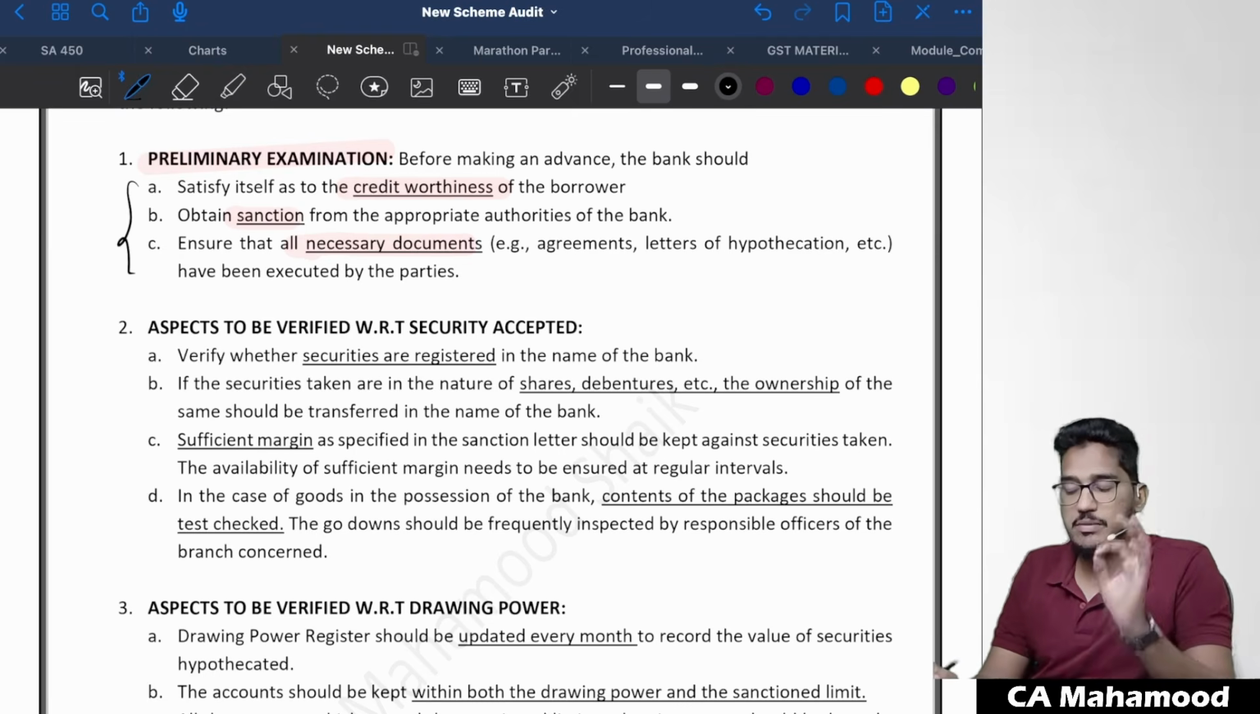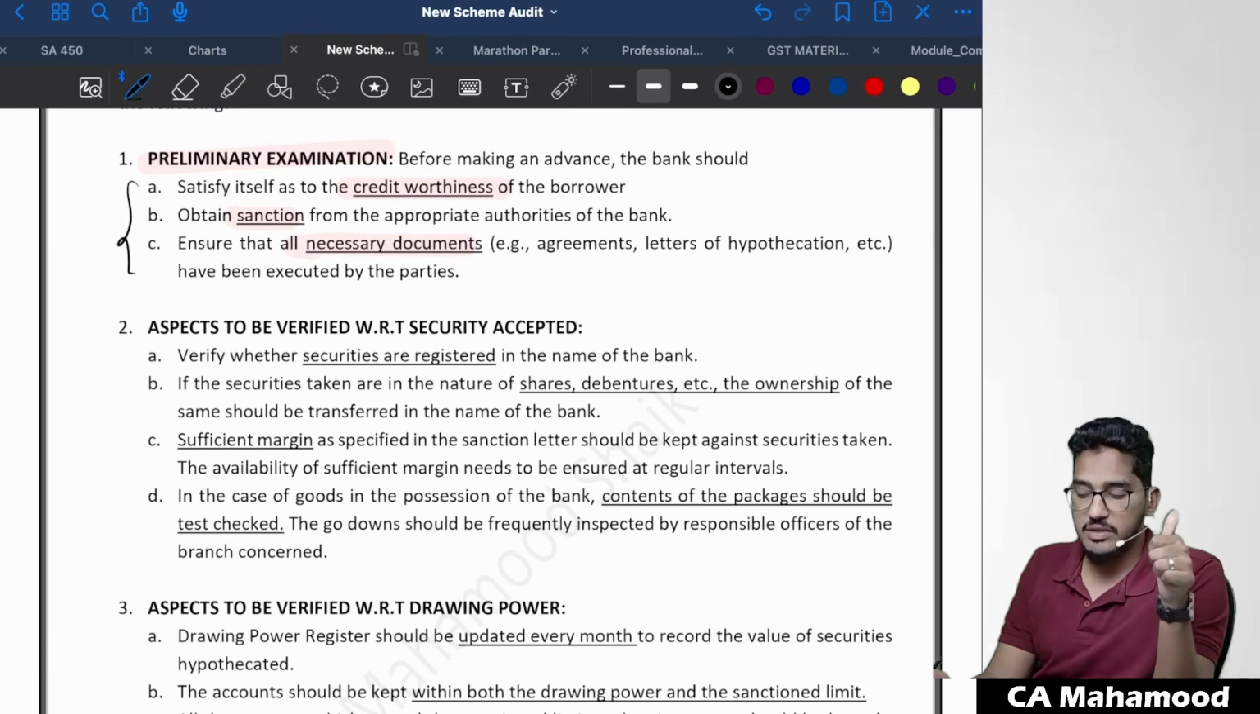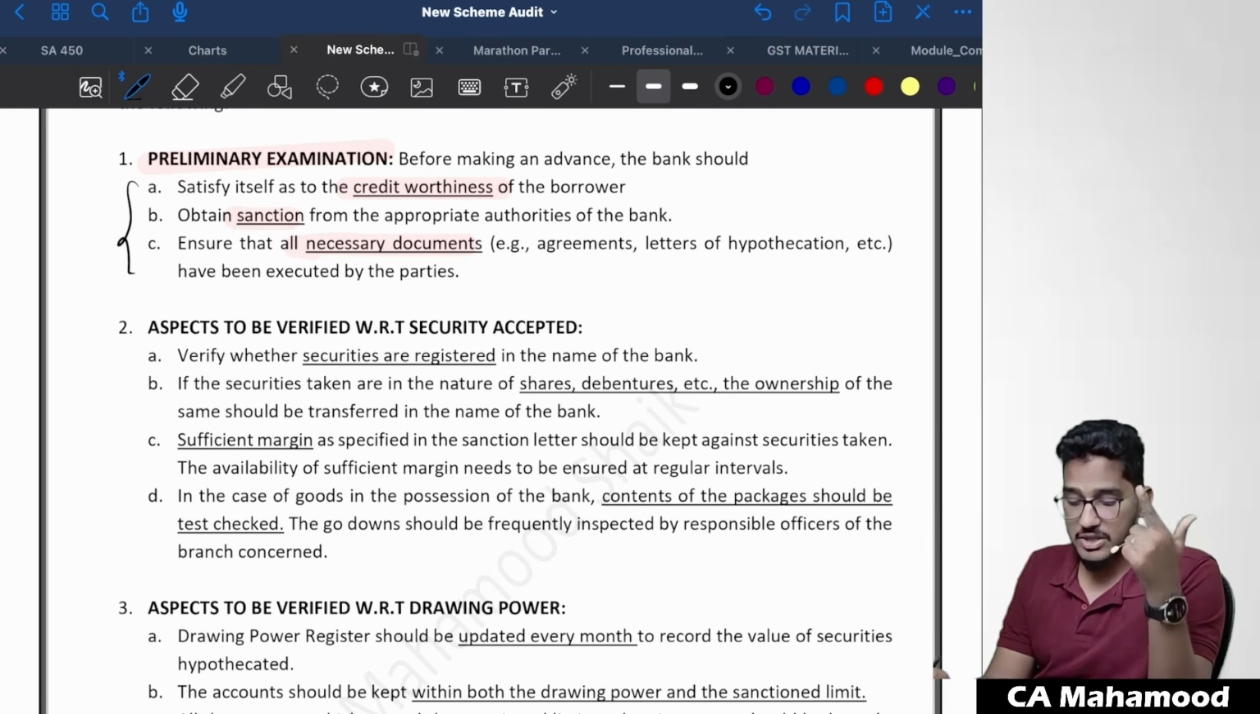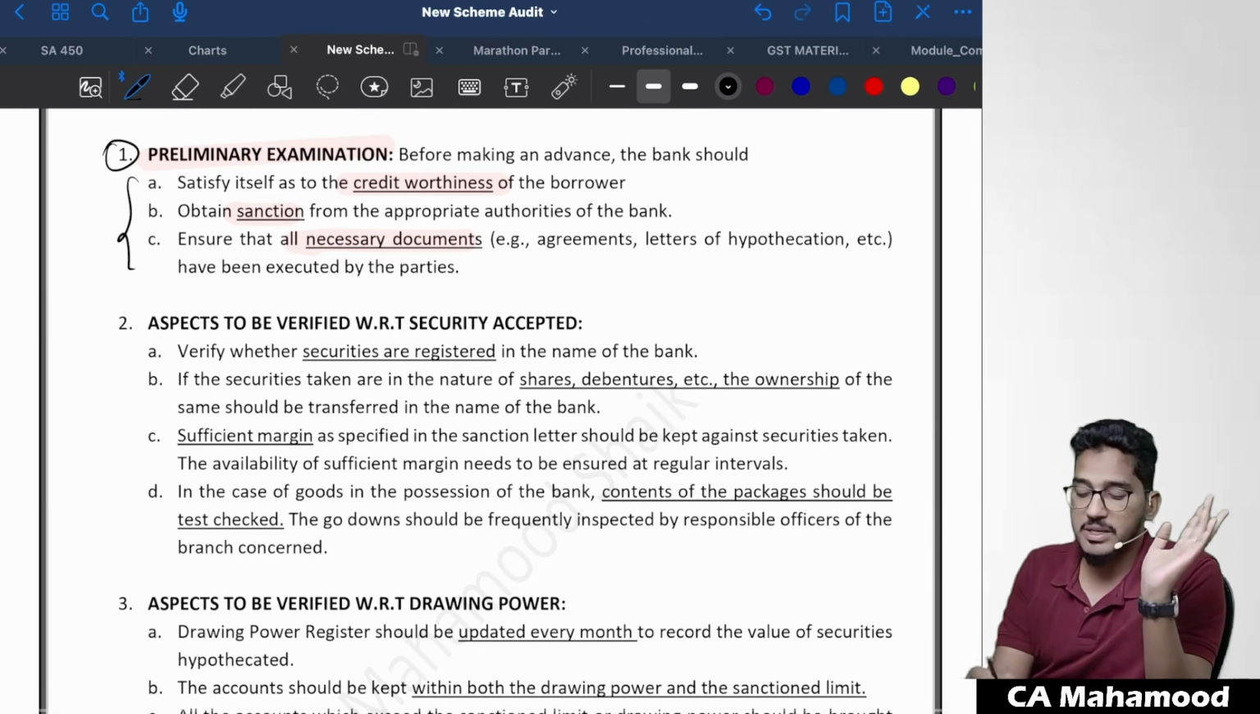So this basic examination we have to do. Number one, checking the creditworthiness of the borrower. Number two, checking whether the loan has been given under proper sanction. Number three, whether all necessary documents have been executed or not. So this basic examination I have to do.